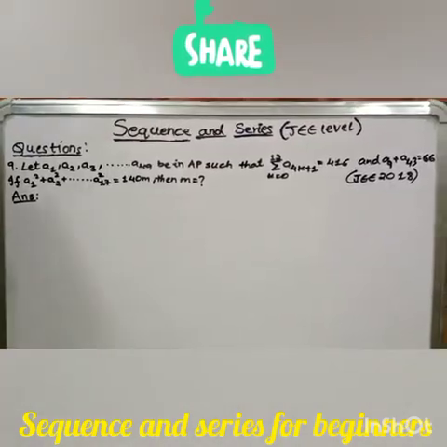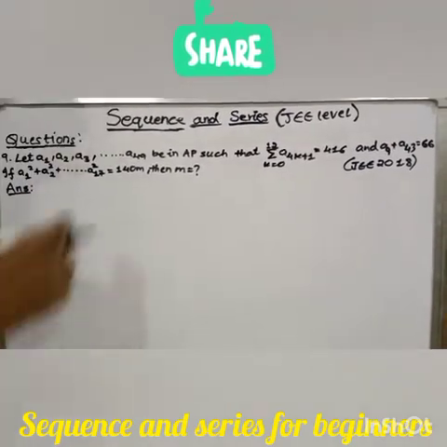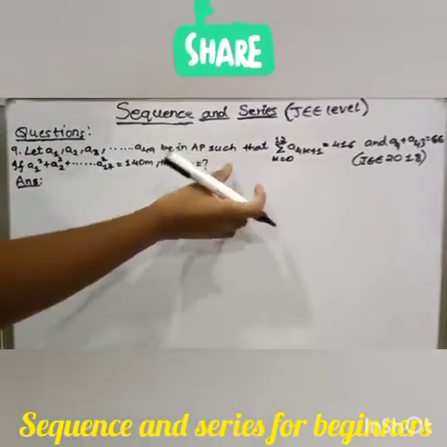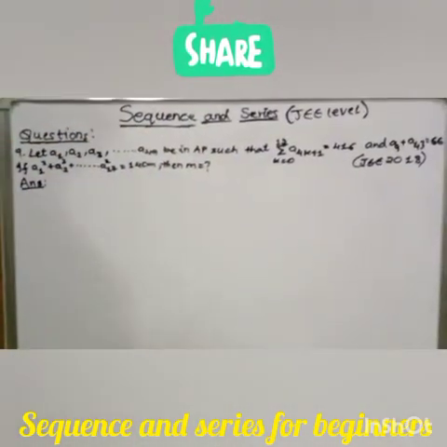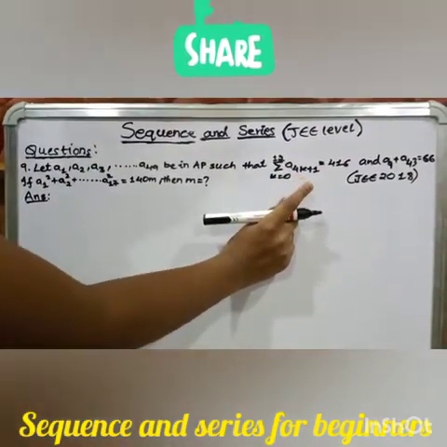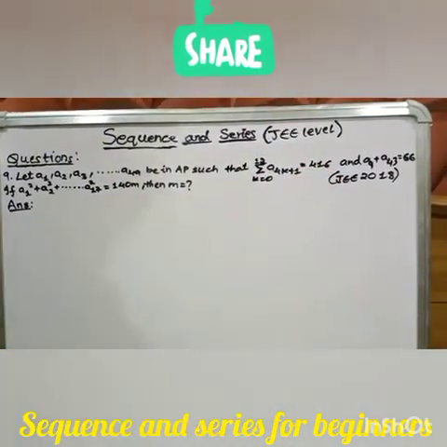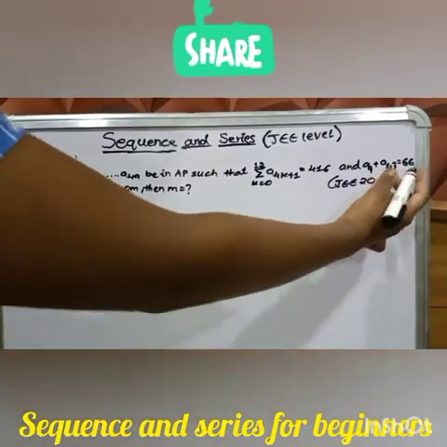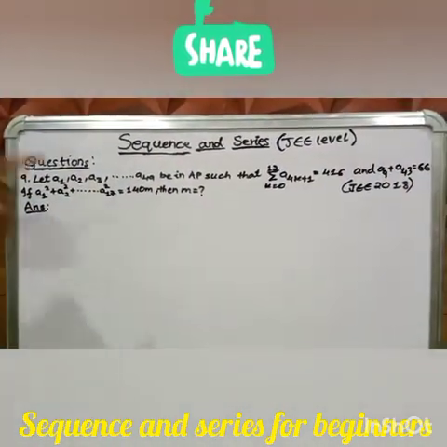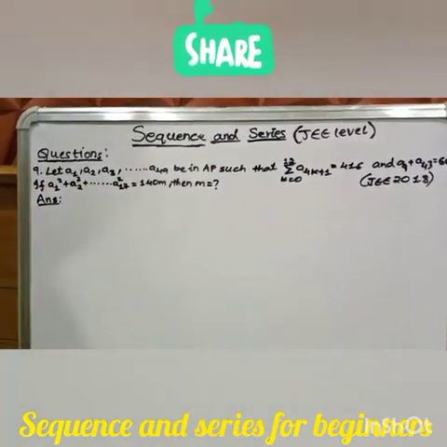So let's do another question. Let a1, a2, a3 and so on until a49 be an AP. So we have 49 terms that are in AP such that the sum of a(4k+1), k equal to 0 to 12, is equal to 416, and a9 plus a43 equals 66. And find out the value of m from this expression.